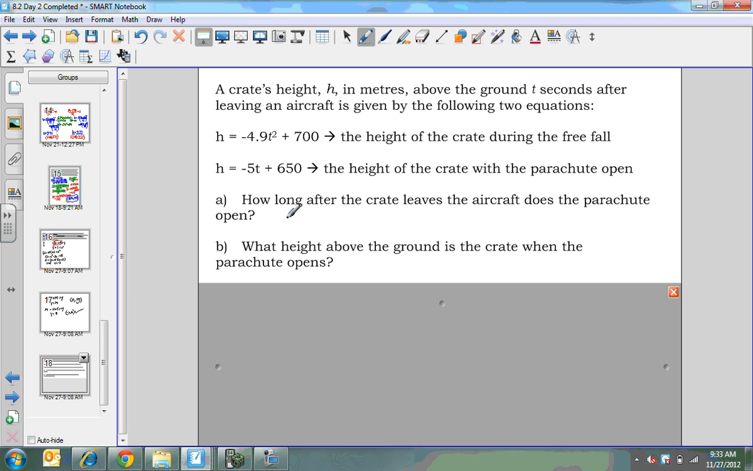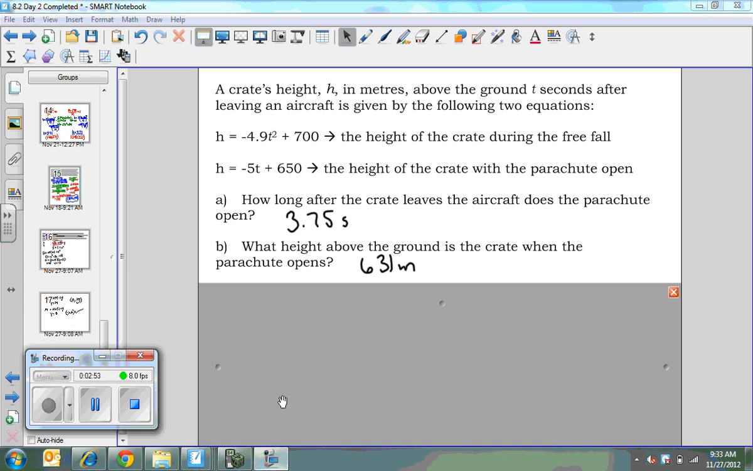Okay, so how long after? 3.75 seconds. And the height above the ground at that point was 631 meters.